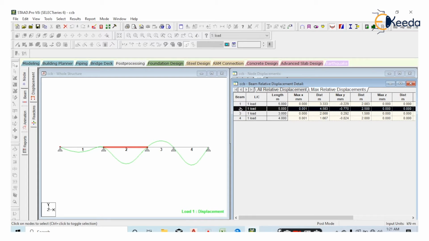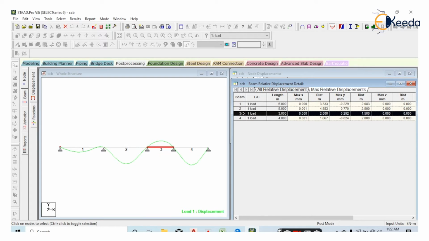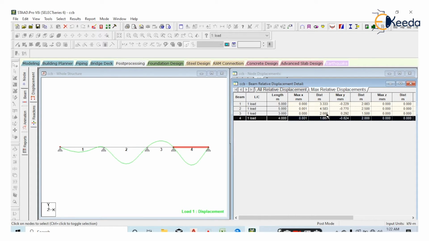In second beam, the beam length is 5 meter, and at the location 4.583, the maximum resultant displacement is 0.770 mm. Like that, you can see in third and fourth beam at the distance and the value.